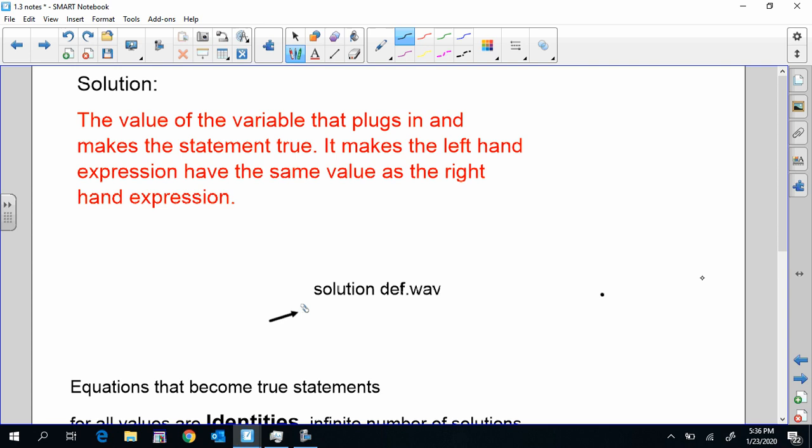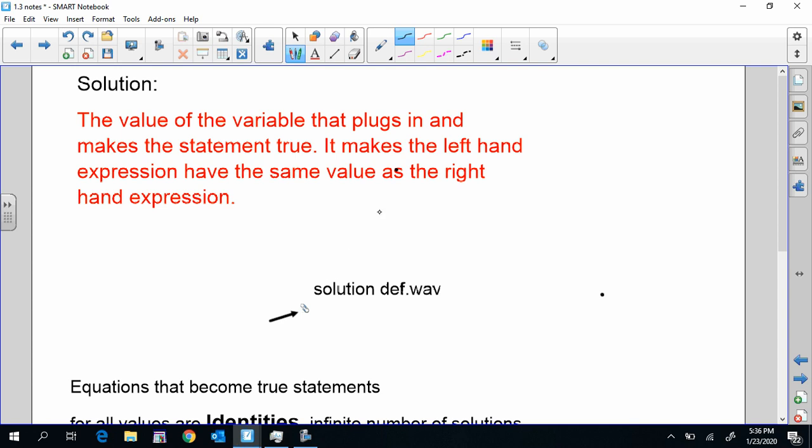Next thing, if you're talking about equations, you're talking about solutions. Solutions are the value of the variable that plugs in and makes a statement true. It makes the left-hand expression have the same value as the right-hand expression. If I were here, we would play this solution definition over and over, and you would say it 100 times out loud in class. We would mix it up, remix it.